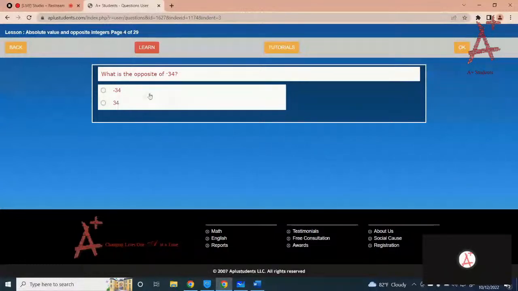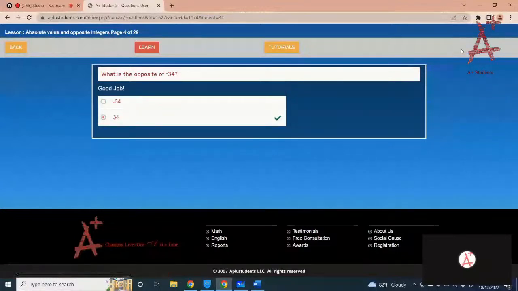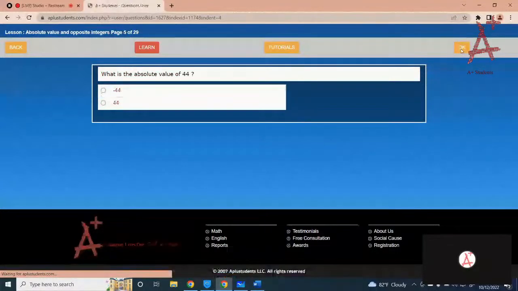Select the correct option and click on the OK button. What is absolute value of 44? Is it negative 44 or 44?